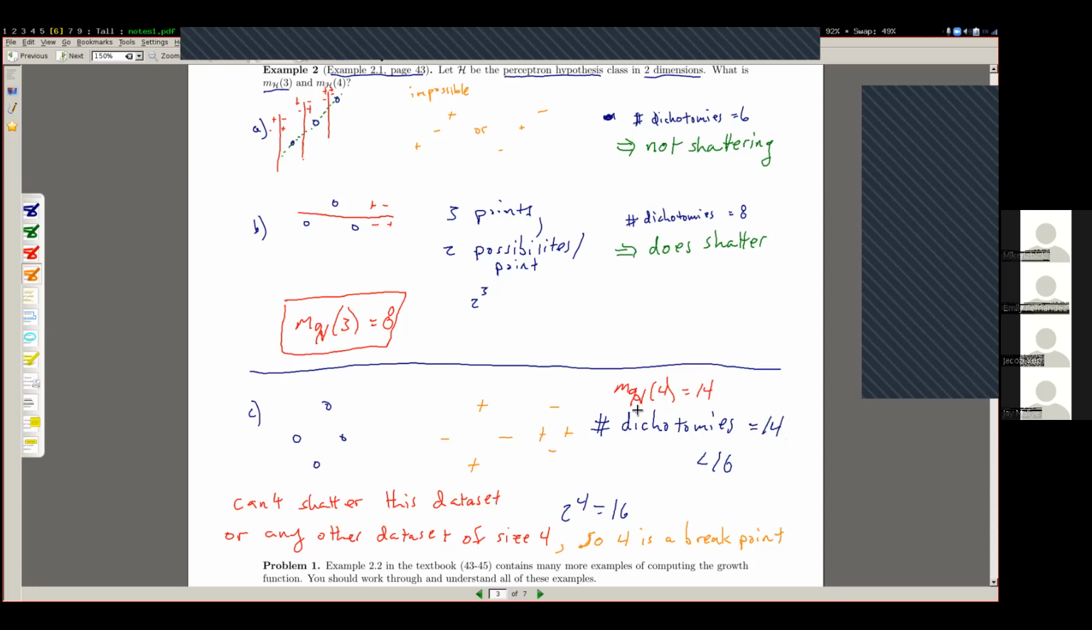The most important thing to realize with dichotomies is to be able to recognize: do we shatter or do we not shatter? So is the number of dichotomies equal to 2 to the n, or is it not equal to 2 to the n? Here, after I know these are the 2 possible dichotomies that I can't do, based on that, I can calculate that the number of dichotomies is 14. But the most important thing here is just to recognize that I can't shatter this data set, and so the number of dichotomies must be less than 16. I'm not sure if that helps answer your question at all.